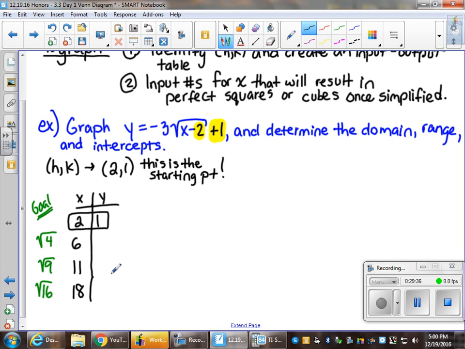Now we can actually do this. So mental math, 6 minus 2 is 4. Square root of 4 is 2. Times negative 3 is negative 6. Plus 1 is negative 5.